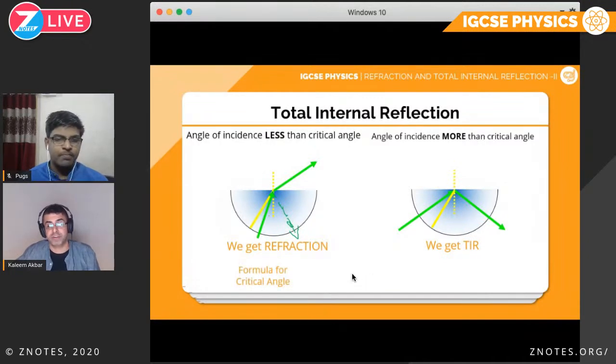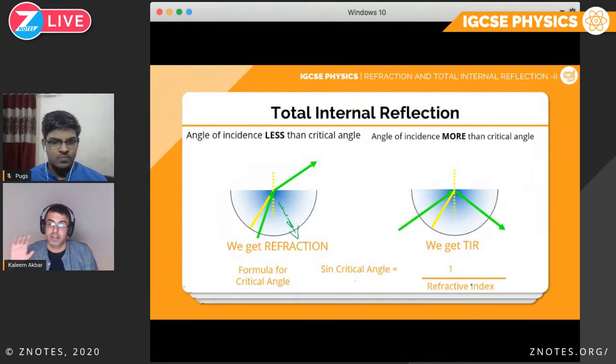And the formula for critical angle, n equals 1 over sine c, or sine critical angle equals 1 divided by refractive index. Now, I don't want to make this too complicated.